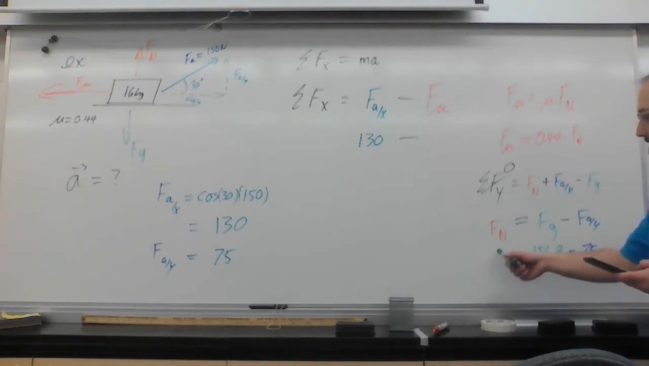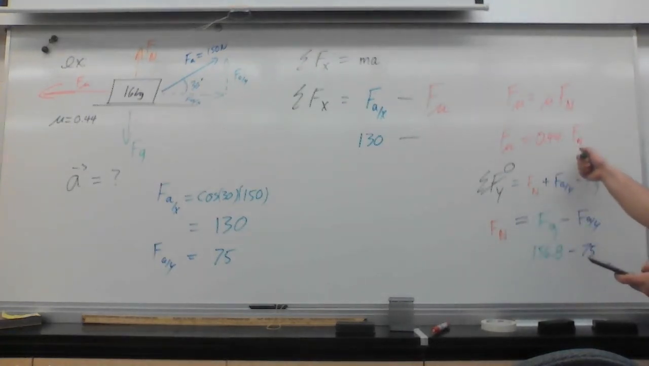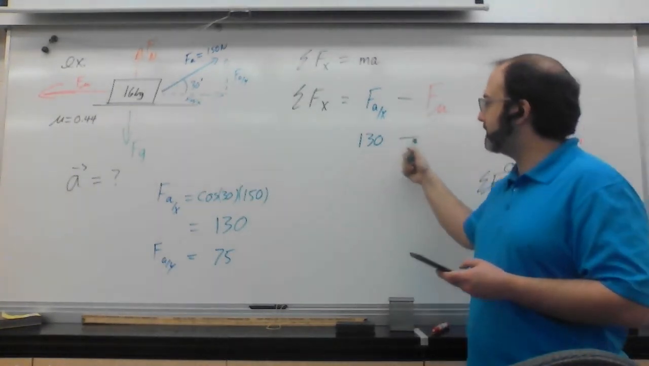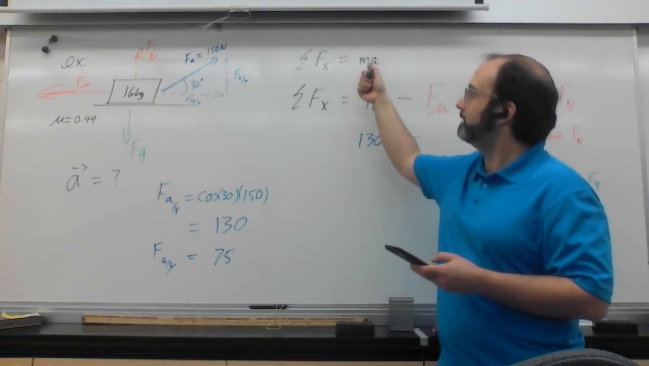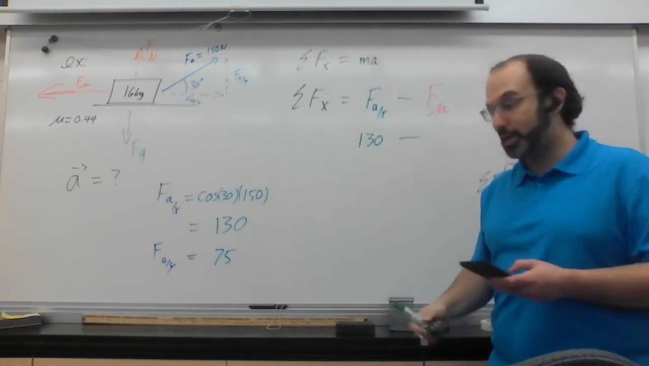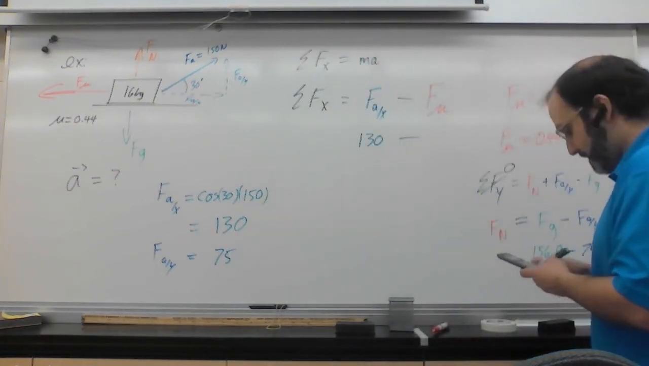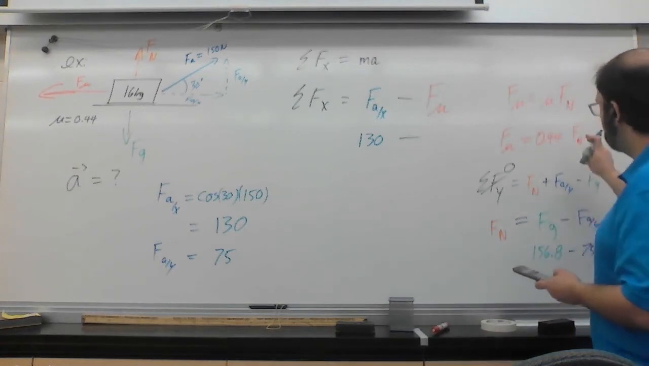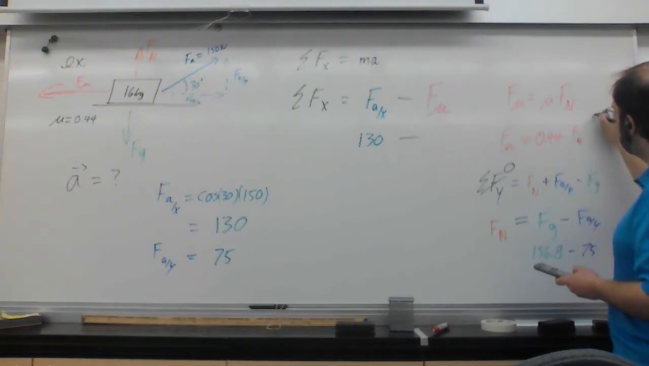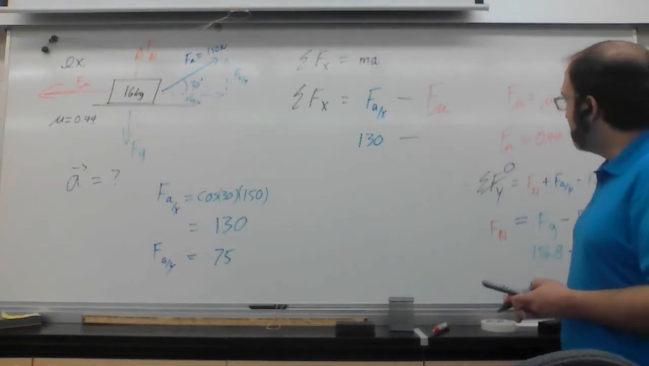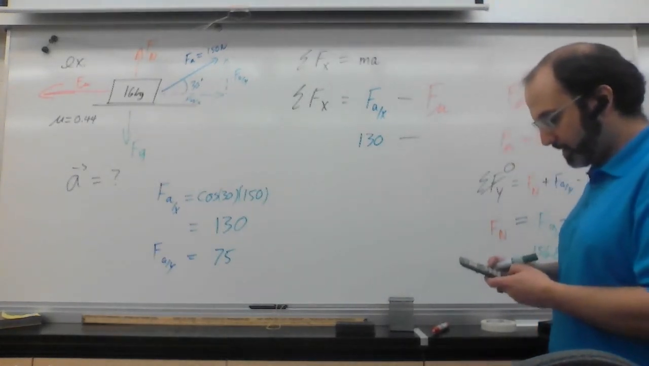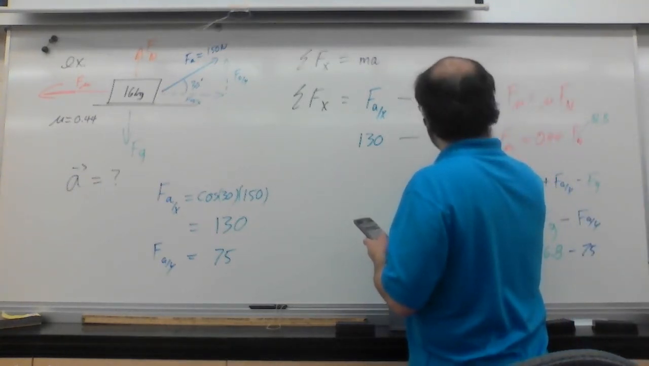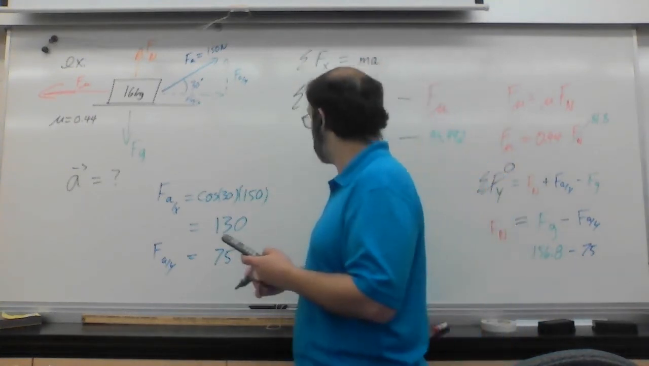Now I have Fn. If I have Fn, I can put it in here, and then I can solve for F mu. And if I have mu, I can put it here. And if I've got that, I can do this minus this to get this, which lets me get A, finally. So now I go back and I fill everything in. 156 minus 75 equals 81.8. So this should be 81.8. 81.8 times 0.44 equals, so it should be 35.992. I should have rounded that, whatever.